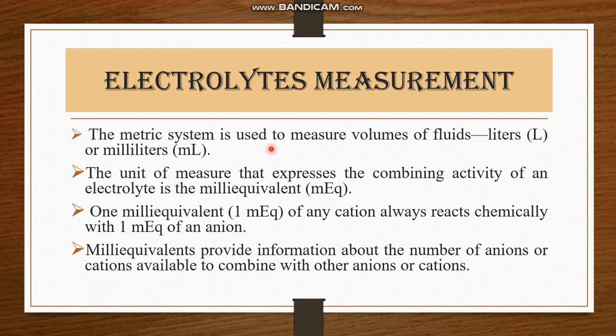Electrolyte measurement. In the metric system, the volume of fluids can be measured in liters or milliliters. The unit of measure that expresses the combining activity of the electrolytes is the milliequivalent. Electrolytes are measured by milliequivalent. One milliequivalent of any cation always reacts chemically with one milliequivalent of an anion.